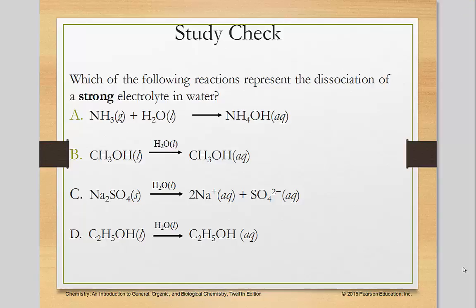Which of the following reactions represent the dissociation of a strong electrolyte in water? So we're going to look for those positive and negative ions that have been broken up. This one was not broken up. The second one was not broken up. If you look at the third one, it was broken up into the ions of positive and negative, whereas the last one, once again, was not. So your answer here is C.